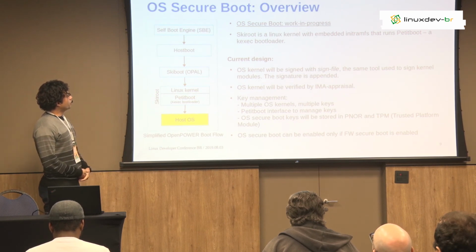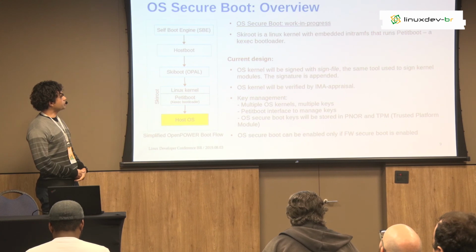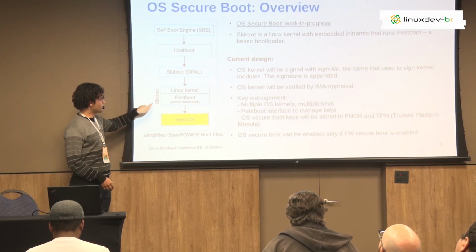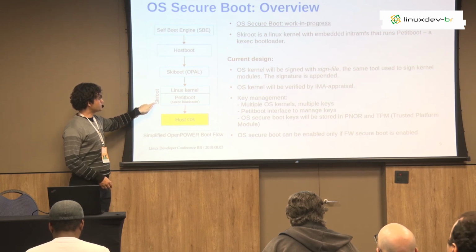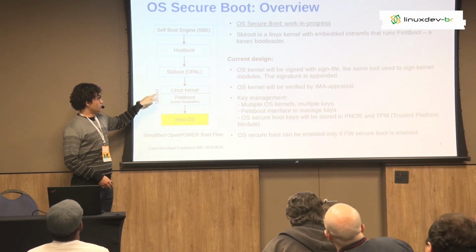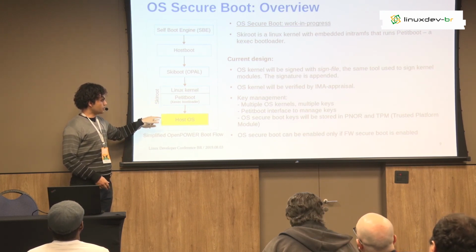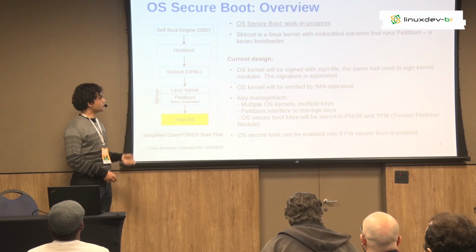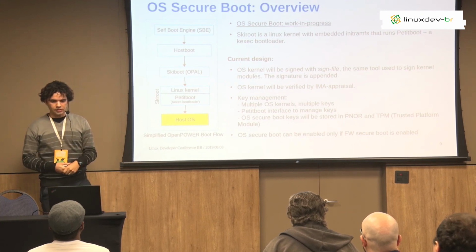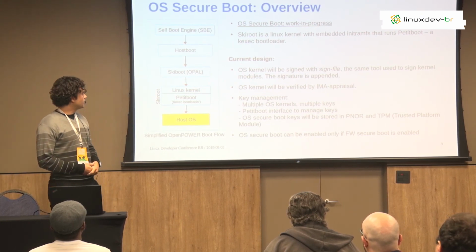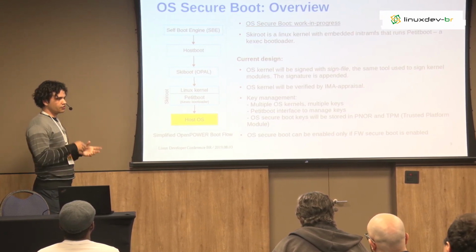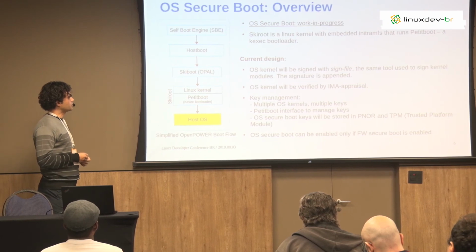With firmware secure boot, we have a chain of trust from the self-boot engine to the Skiroot. Now we need to extend this chain of trust to the host OS. So the Skiroot needs to verify the host OS image before executing it. OS secure boot is a work in progress at this moment. And I will cover some design points here, and I'll give you some implementation points as well.